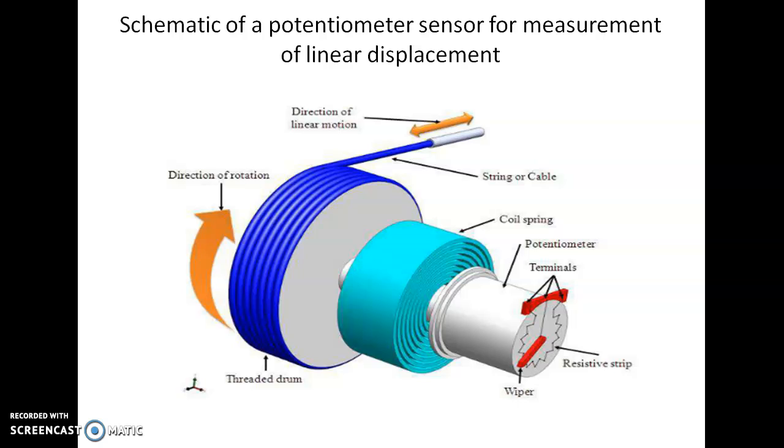Here we can see the schematic diagram of the potentiometer, and we can see the parts of the potentiometer. First we can see a resistive strip and a wiper. This wiper will slide on the resistive strip. Then beyond that we can see one spring, that is our coil spring, and at last we have one drum that is wound with thread, or threaded drum, and the last part of the thread will be connected to the object whose displacement is to be measured.